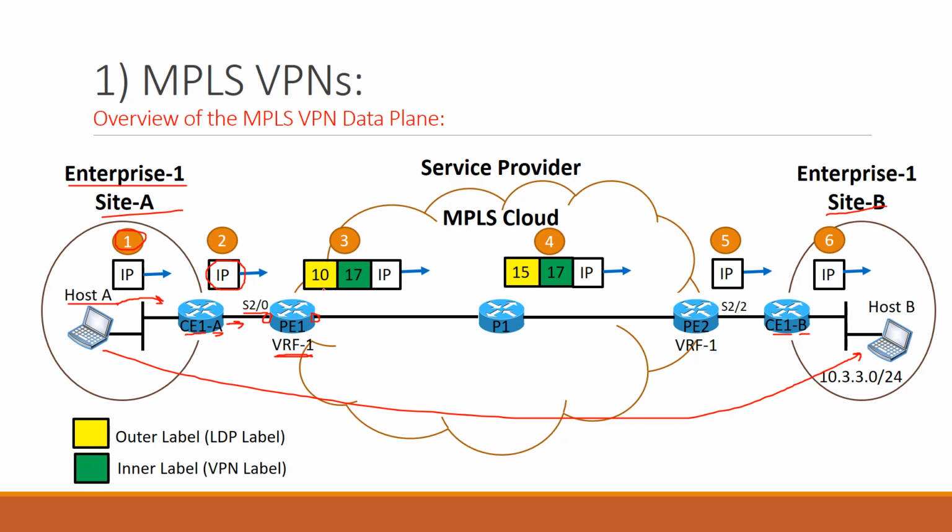And before forwarding the packet, it should add two labels, outer label and inner label. Outer label with label 10 and inner label with label 17. And then send the labeled packet out of this interface.